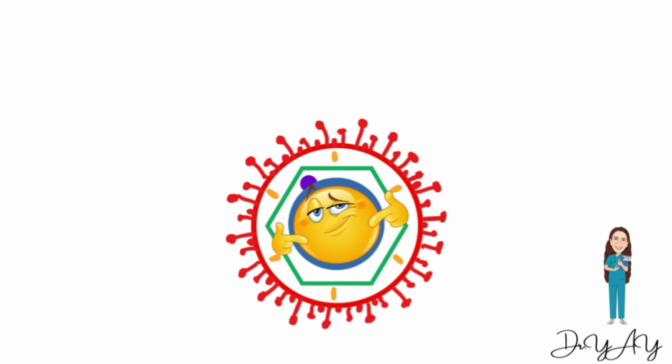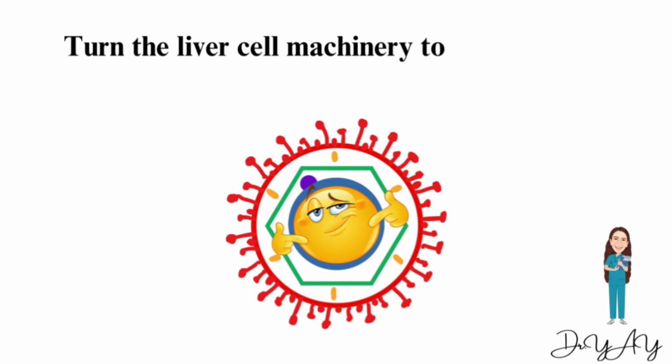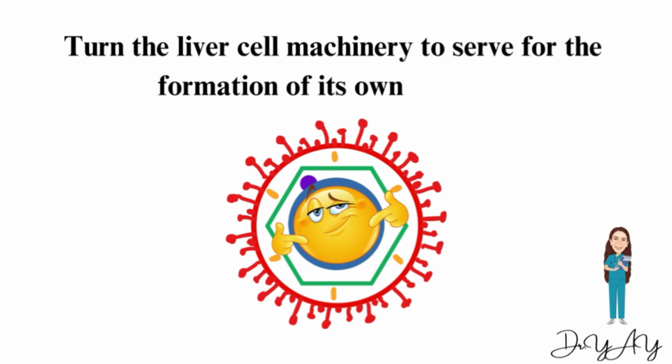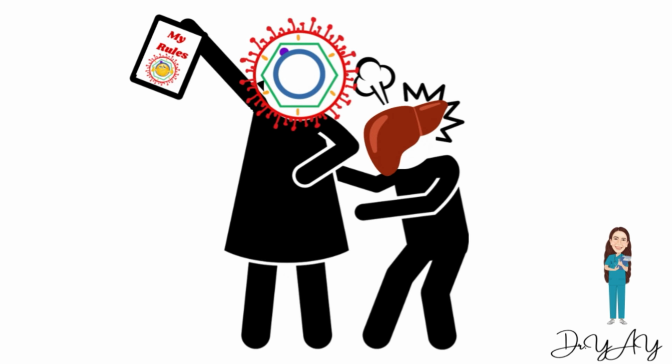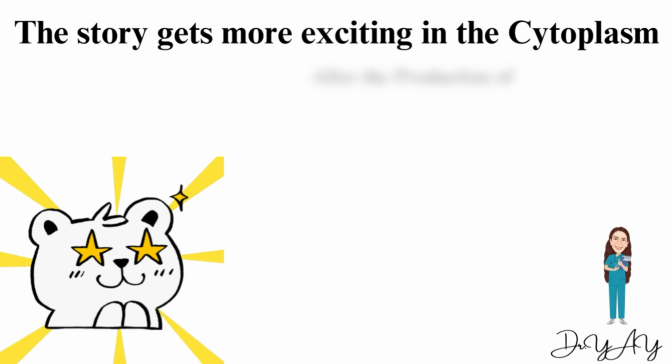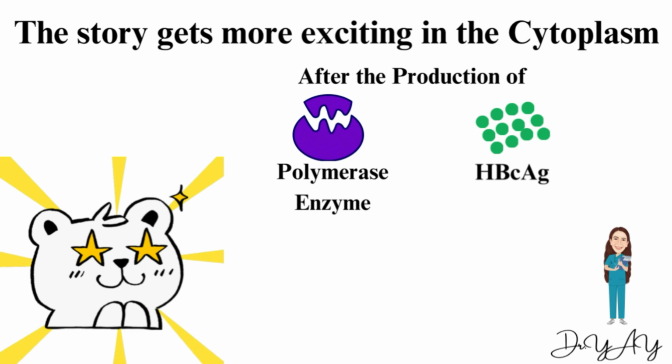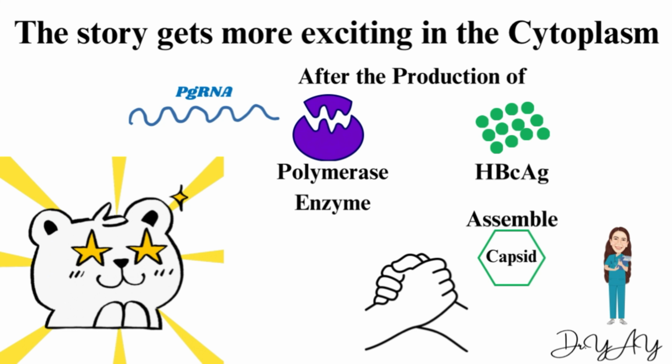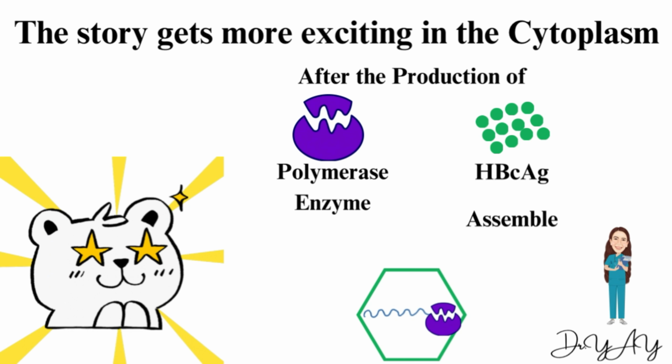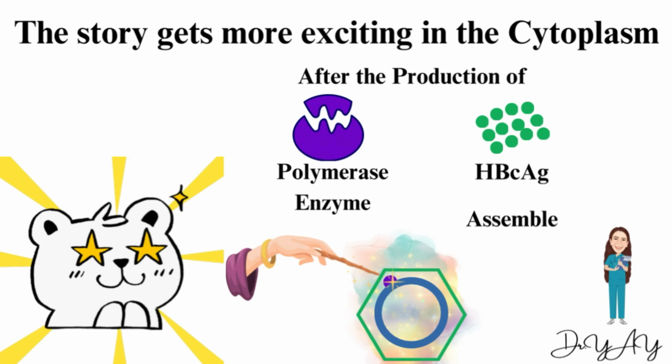After this wicked virus succeeded in turning the host liver cell machinery to its own benefit to serve for the formation of its own proteins, the story gets even more exciting in the cytoplasm, where the viral polymerase and the core proteins are produced. The core proteins assemble into a capsid and combine with the polymerase enzyme and the pregenomic RNA to form the nucleocapsid. And inside this nucleocapsid, the polymerase enzyme works its magic and uses the pregenomic RNA as a template and converts it back into DNA in a process called reverse transcription.